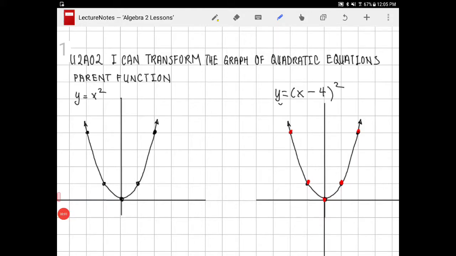Hello students, this is lesson U2A02. In this lesson, I am going to be transforming the graphs of quadratic equations. So let's take a look.